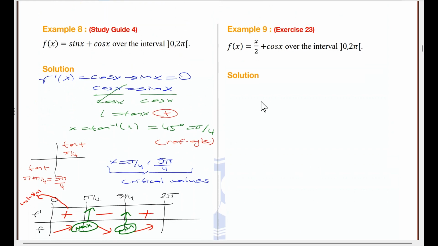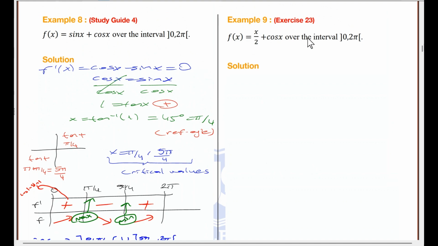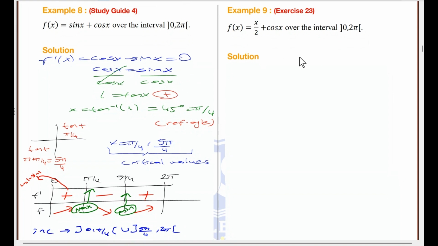The second question, exercise 23. Here we get tangent because we had sine and cosine both. Here we will have only one trigonometric function, so we won't get tangent. So let's start and see what happens. Derivative of this function is equal to positive 1 over 2. Derivative of cosine is negative sine x equals 0.